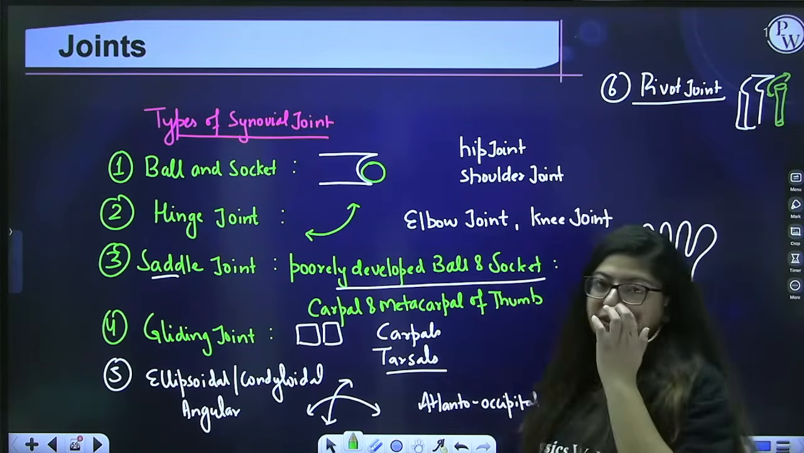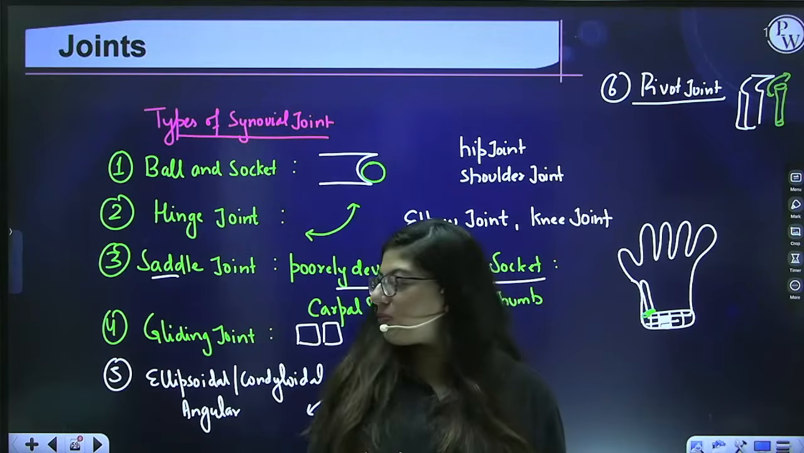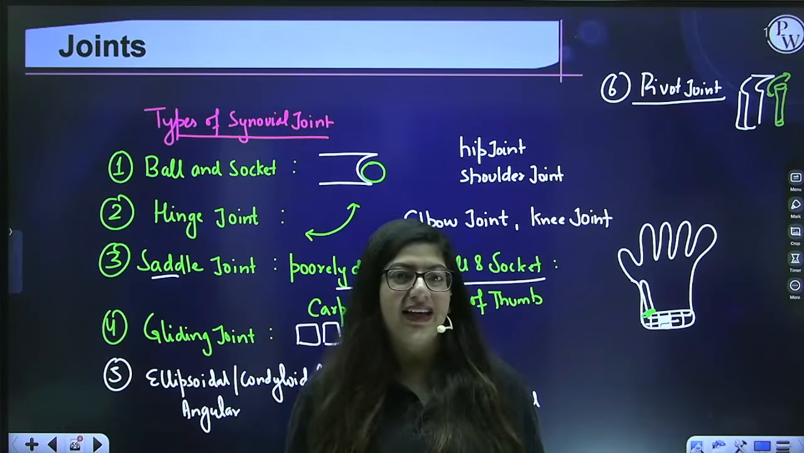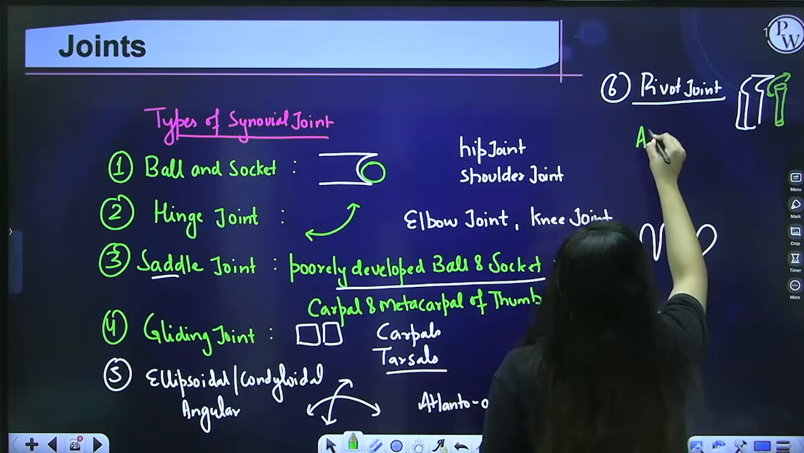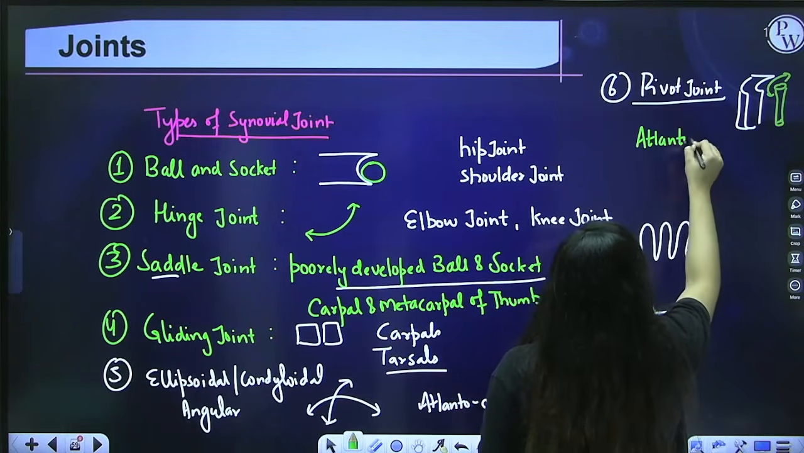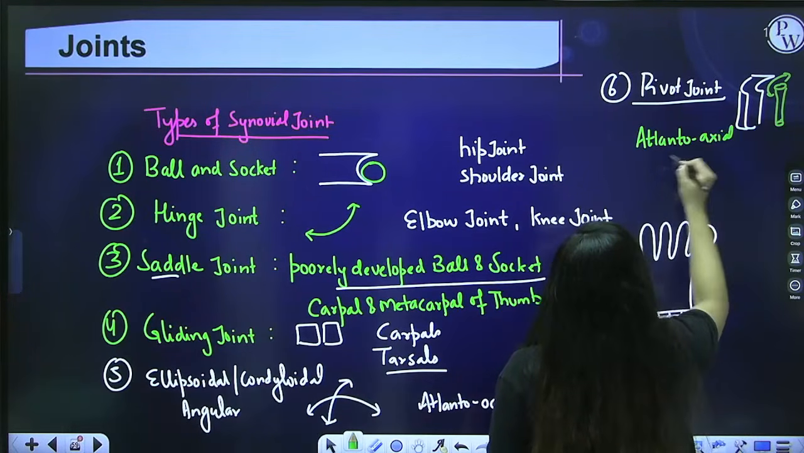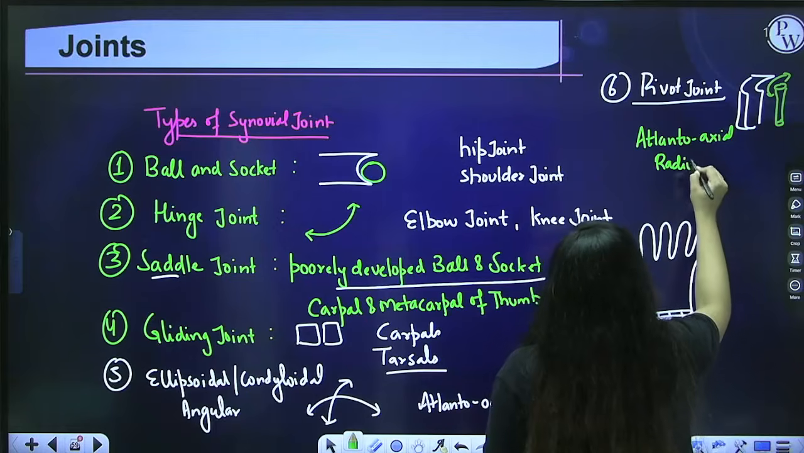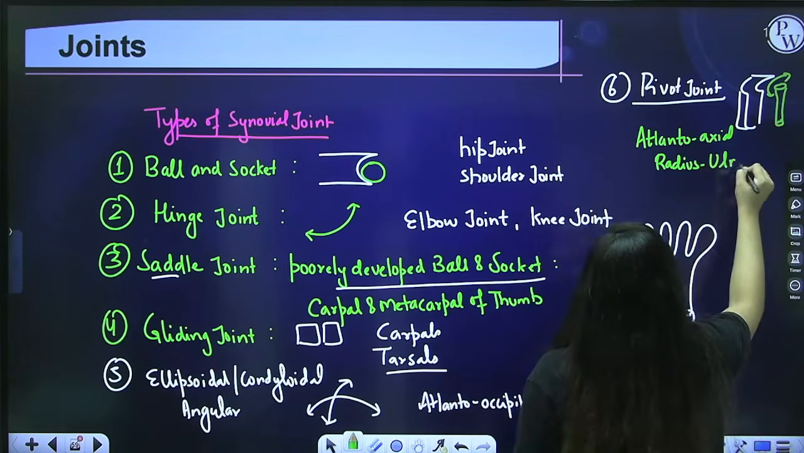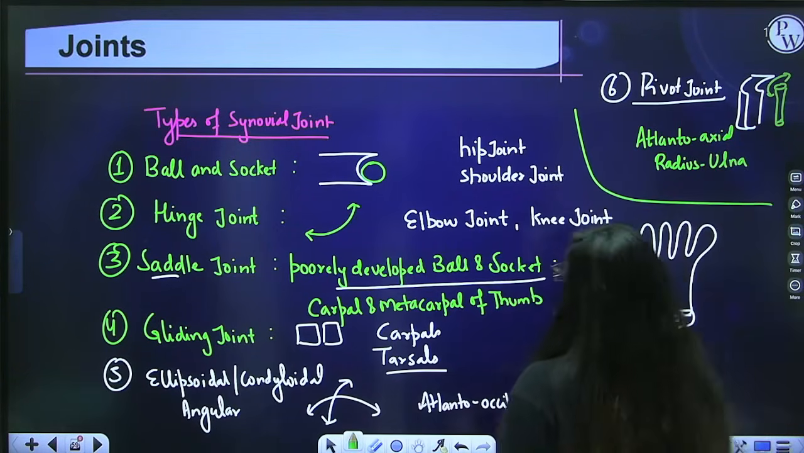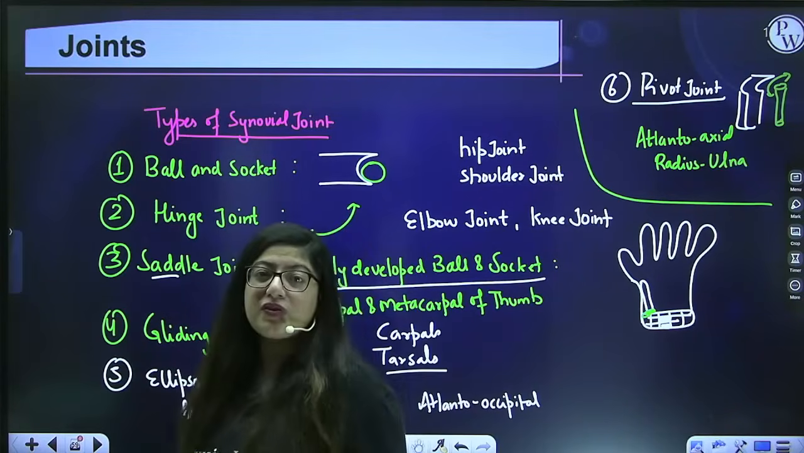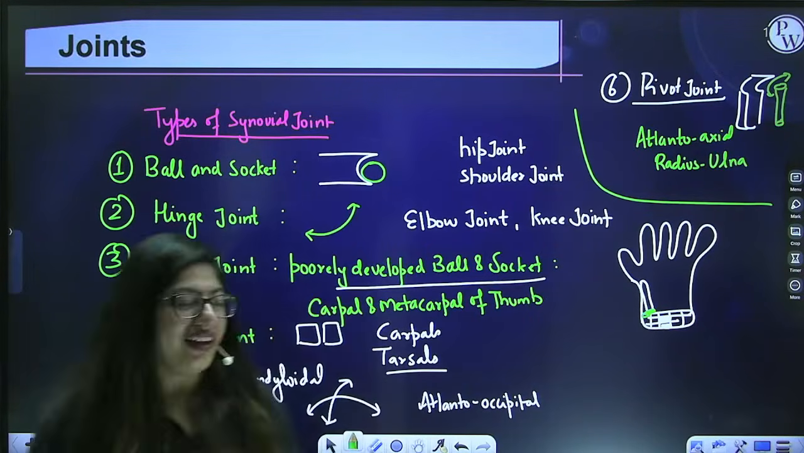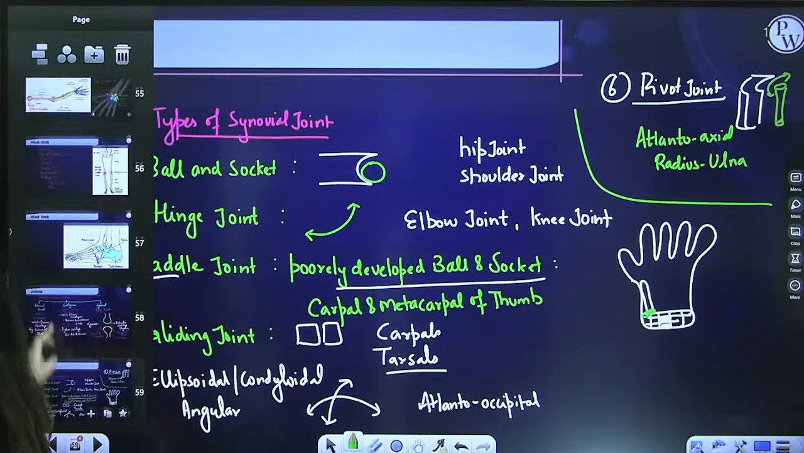So where do you find this type of joint, with this type of direction, guys? Atlanto-axial. And also between radius and ulna. You heard it right. There is also a joint between radius and ulna. So that's a type of pivot joint. So these are the various types of synovial joints. So that's all about the skeletal system.